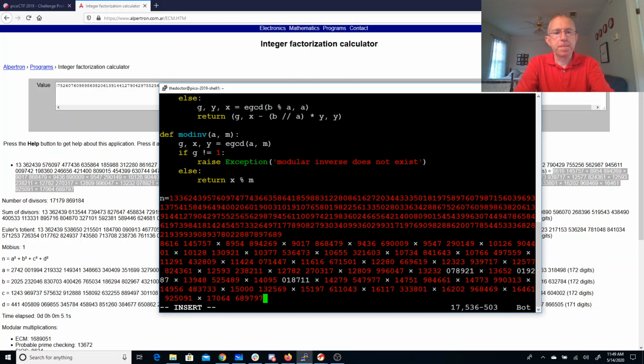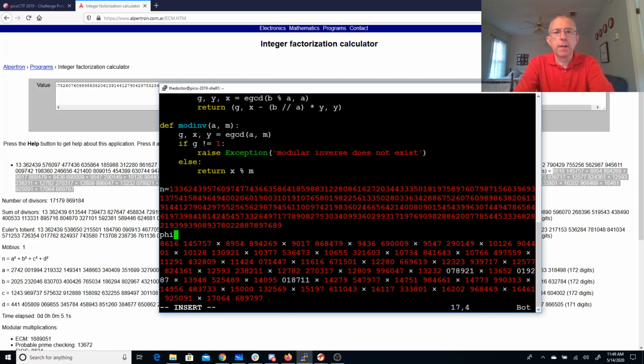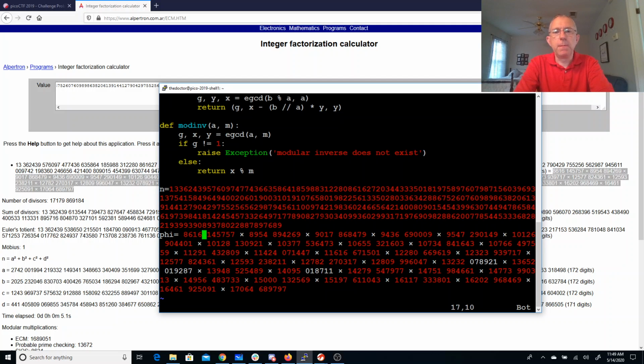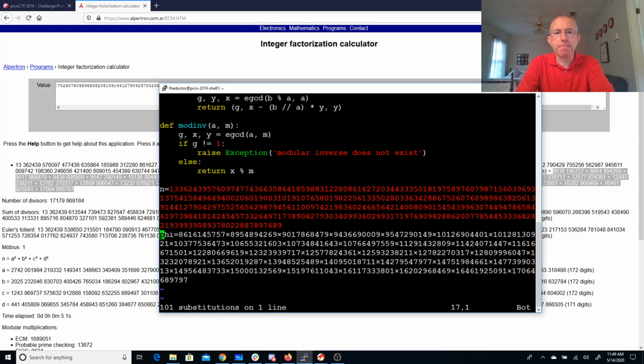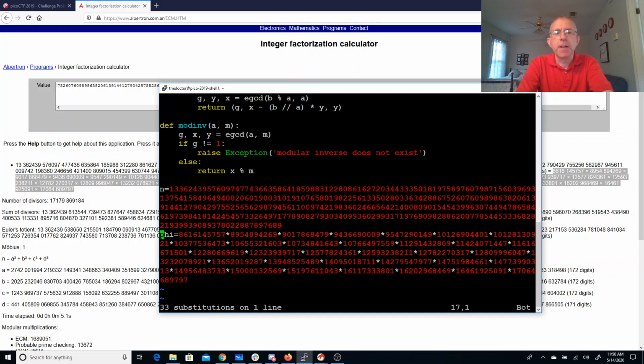So phi of N is equal to all of these numbers. What I want here, x slash star slash g. What is that? Must be some funky character. Okay, so phi of n is all of the prime factors minus one multiplied together.